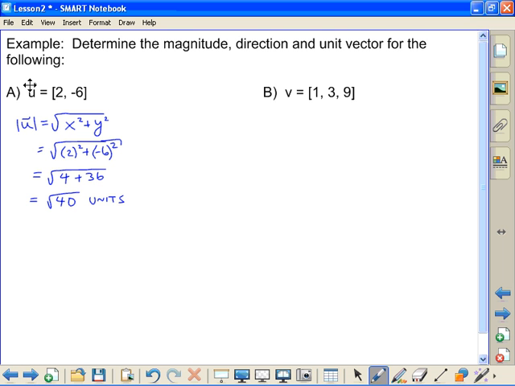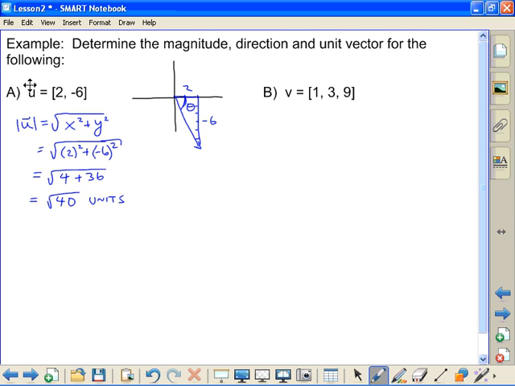The direction. Now here's something that's interesting with the direction. For this vector, again, I'm just going to sketch it the first time for you. 2, negative 6 is where the vector is. So 1, 2, 3, 4, 5, 6. So somewhere down here. This is the angle I want. I know that the length on this side is 2. I know the length on this side is negative 6. So how do you find theta?